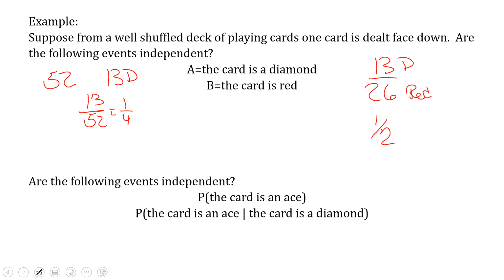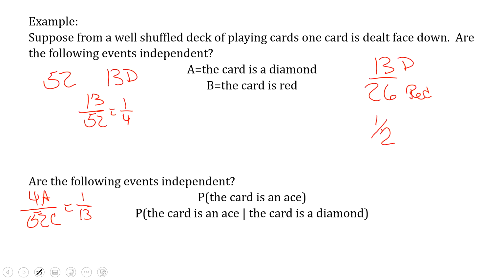So if I want to know if they're independent, I have to figure out what's the probability of just getting an ace straight up without even knowing the card is a diamond yet. So when you think about it, there are 4 aces in the deck, and there are 52 cards. So my probability is 4/52, which I can simplify down to 1 out of 13, right? So that's the probability of getting an ace, straight up.